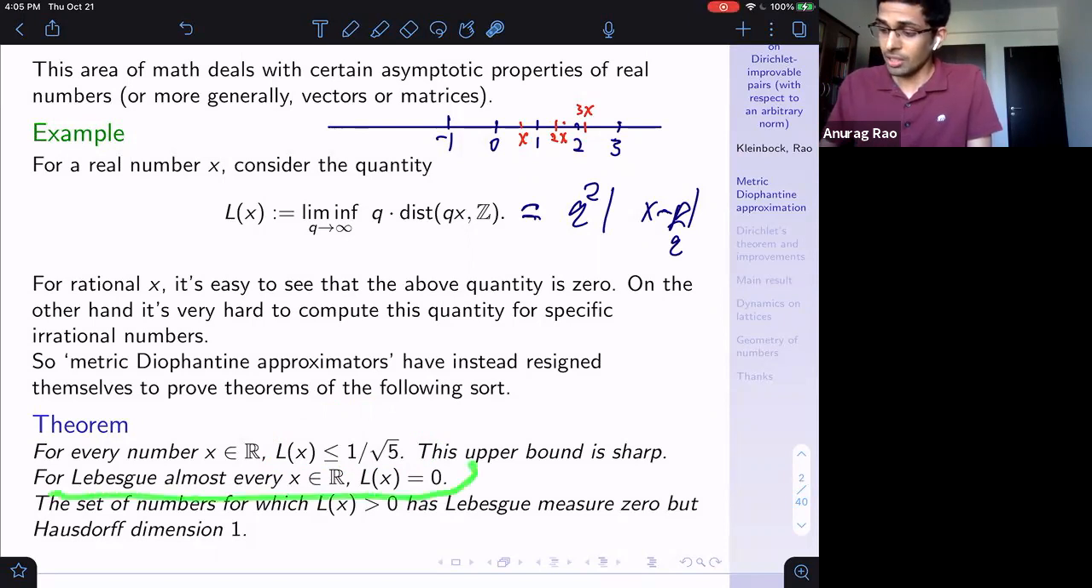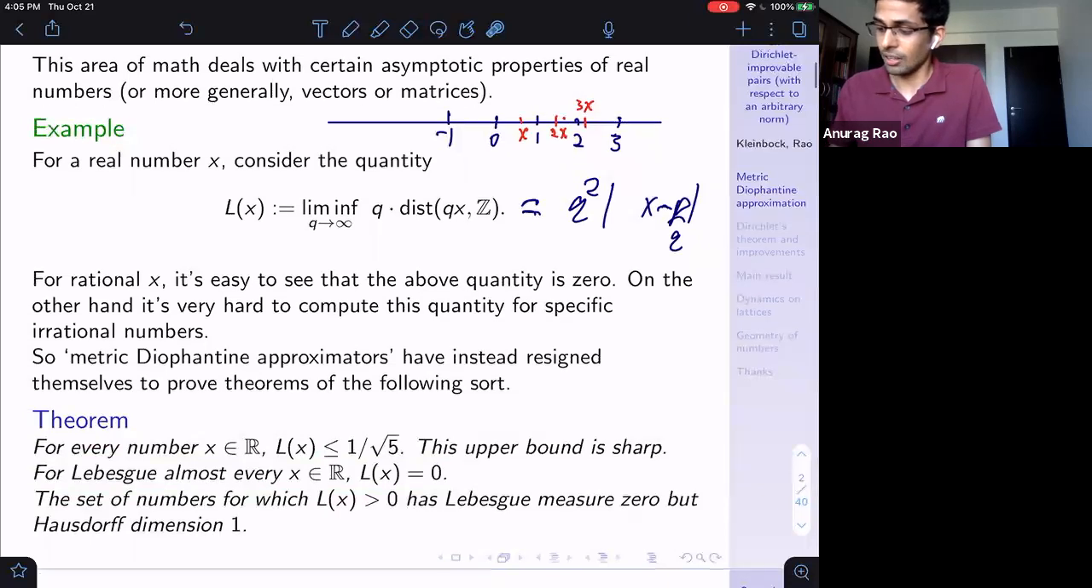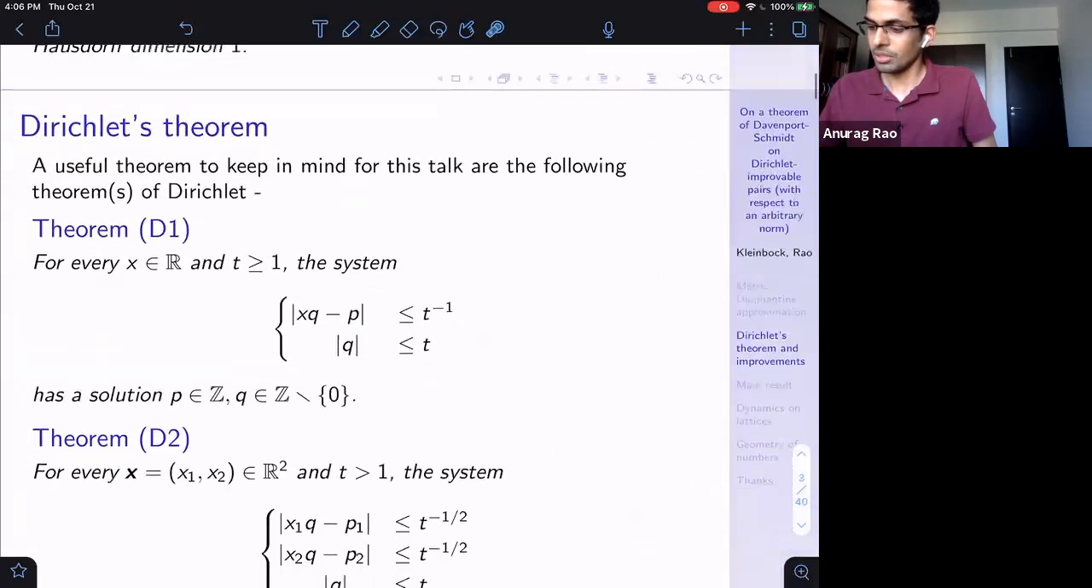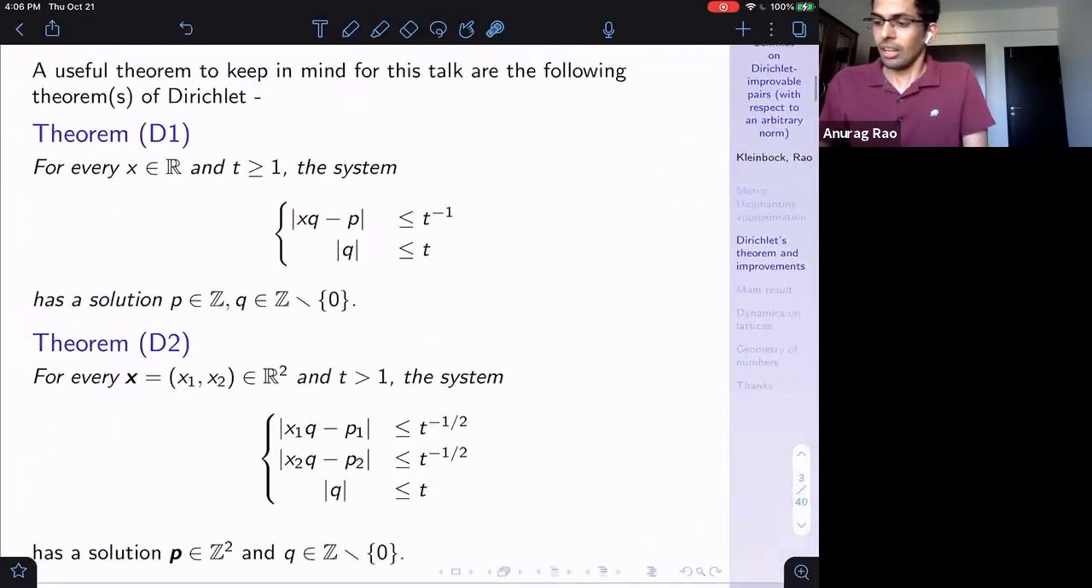The typical behavior in terms of probability is that L(x) is going to be 0. On the other hand, the set of numbers for which L(x) is greater than 0 is very large. Of course, Lebesgue measure 0, but Hausdorff dimension 1. So you'll see all of this in maybe a first course on continued fractions. So maybe that's one way to see that this is finite, and then maybe this as well. But we'll see another way.